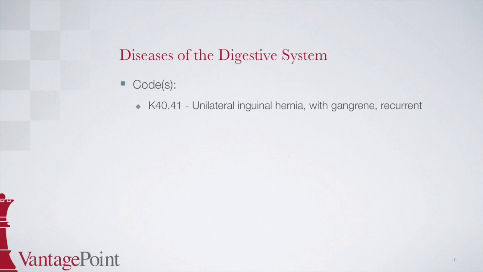confirm in the tabular. You'll notice that even though documentation states that the hernia was on the right, there are no options for laterality. So you want to make sure that you use the code for unilateral, as documentation does not state that this was a bilateral hernia.